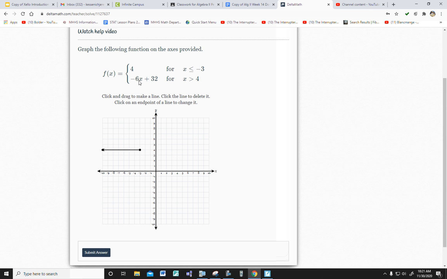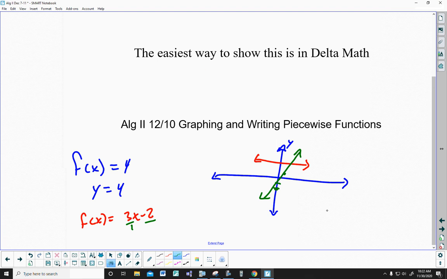If we put in 4, that's negative 24 plus 32. So isn't that 8? So when x is 4, the y value is 8. So there's going to be a starting point. Let me show you negative 6x plus 32. It says we can only use greater than 4. So if I fill in 4, I got negative 24 plus 32, which is 8. So the coordinate 4, 8 is open. It's an open circle.